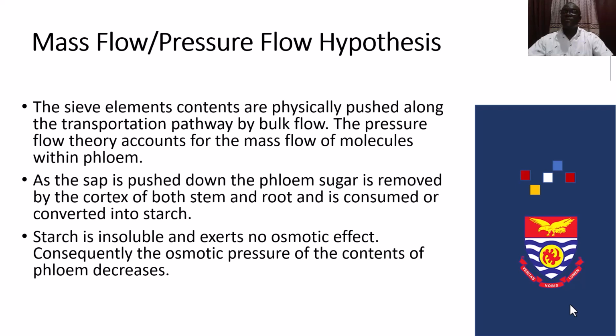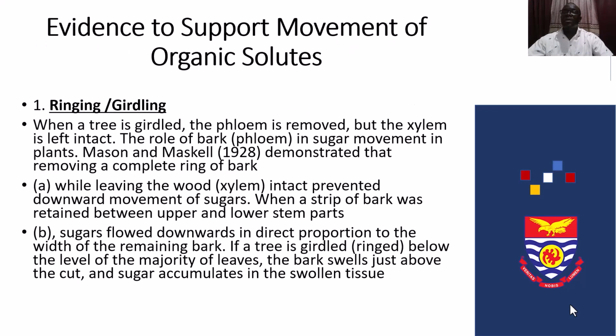So the sieve element contents are physically pushed along the transportation pathway by bulk flow. The pressure flow theory accounts for the mass flow of molecules within phloem. As the sap is pushed down, the phloem sugar is removed by the cortex of both stem and root and is consumed or converted into starch. Starch is insoluble and exerts no osmotic effect. Consequently, the osmotic pressure of the contents of phloem decreases.